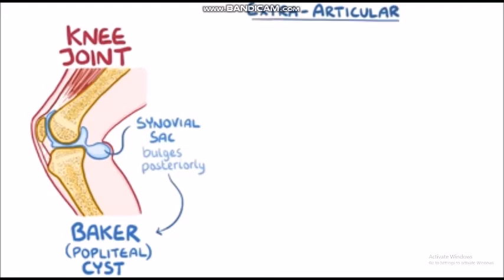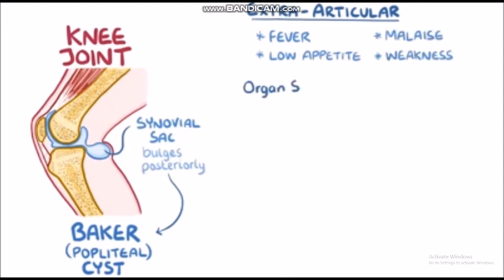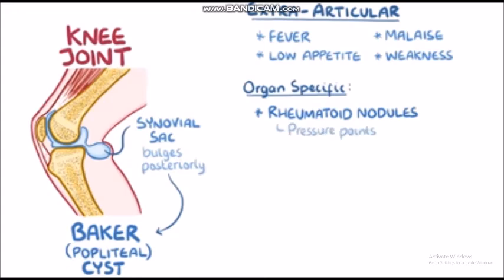Extra-articular manifestations include non-specific symptoms of inflammation, such as fever, low appetite, malaise, or muscle weakness. Organ-specific manifestations include rheumatoid nodules, or firm bumps of tissue, and these are most commonly found in the skin around pressure points, such as the elbows. More rarely, they can be found in the lungs, the heart, or the sclera of the eye.